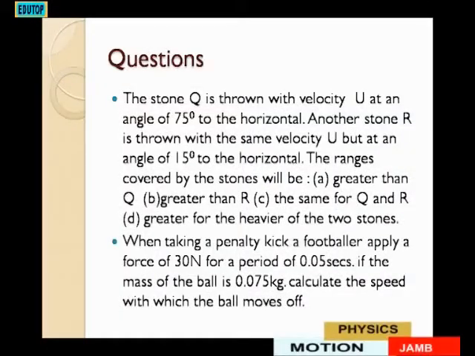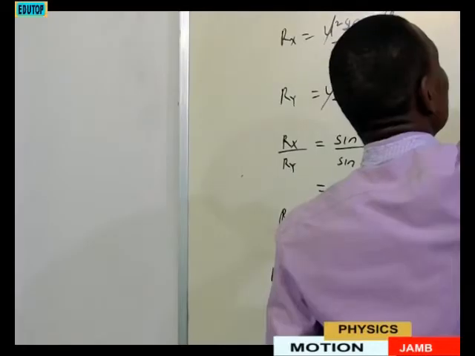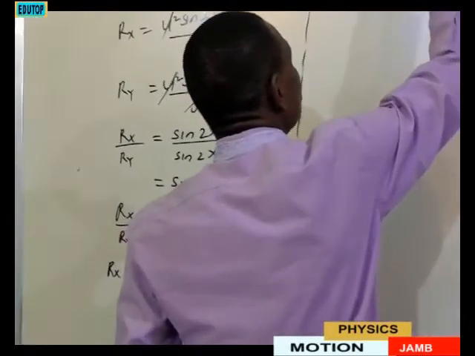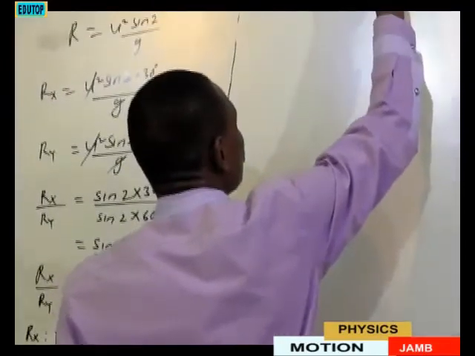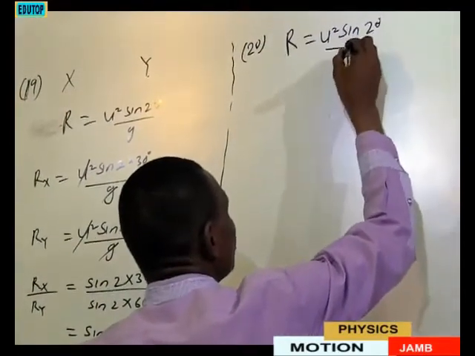Let's look at question number 20. The question says the stone Q is thrown with velocity u at an angle of 75 degrees to the horizontal. Another stone R is thrown with the same velocity u but at an angle of 15 degrees to the horizontal. The ranges covered by the stones will be, we are still on range. The general formula for range is u squared sine 2 theta over g.